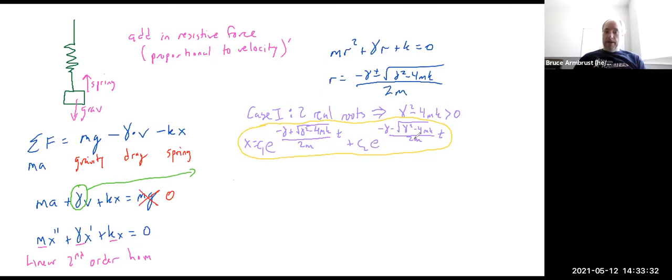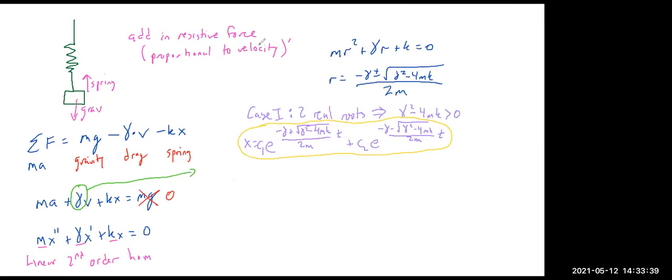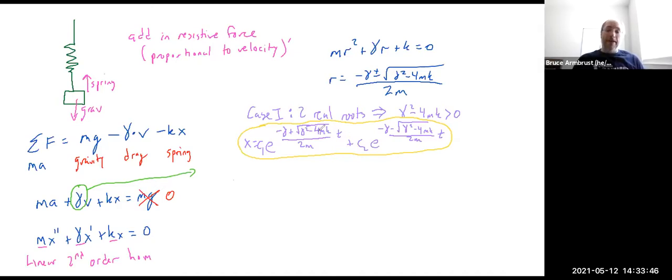What about the first one? Well, this one depends. Yeah, it depends on whether or not the square root stuff is larger positively than gamma. Okay, and that's exactly right, Bradley. We've got to look at this square root thing.